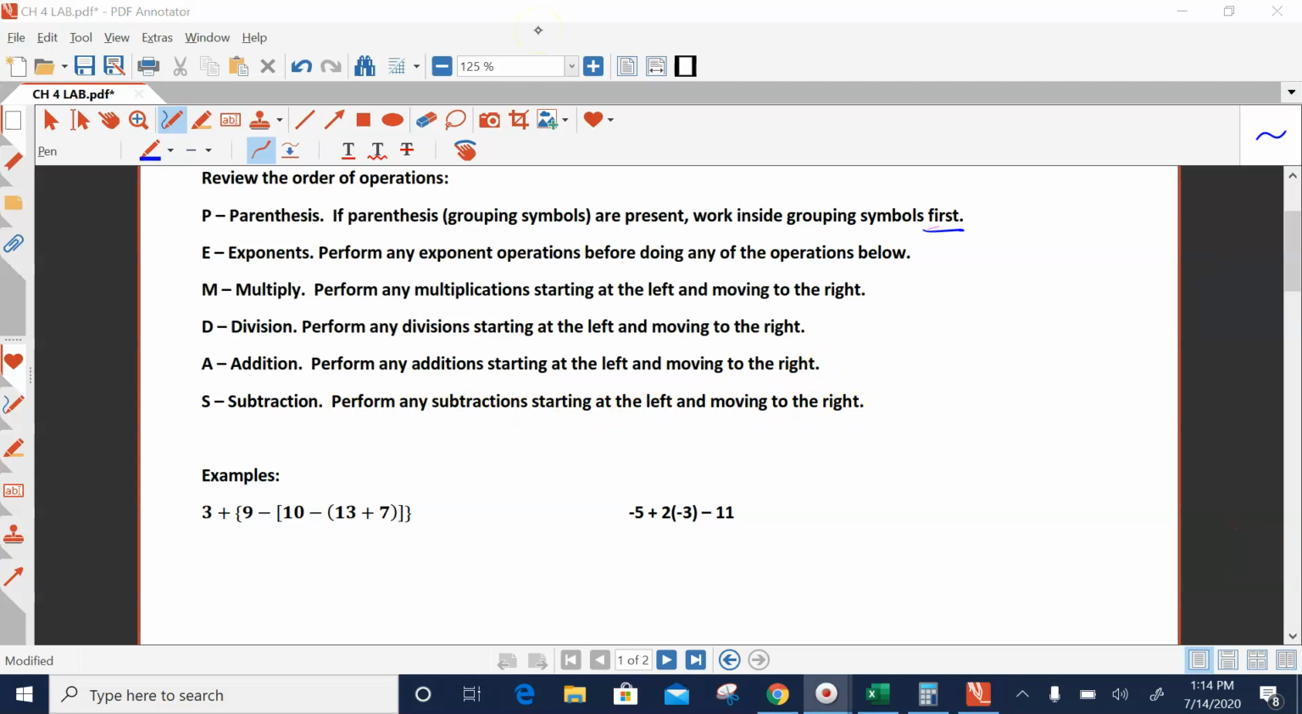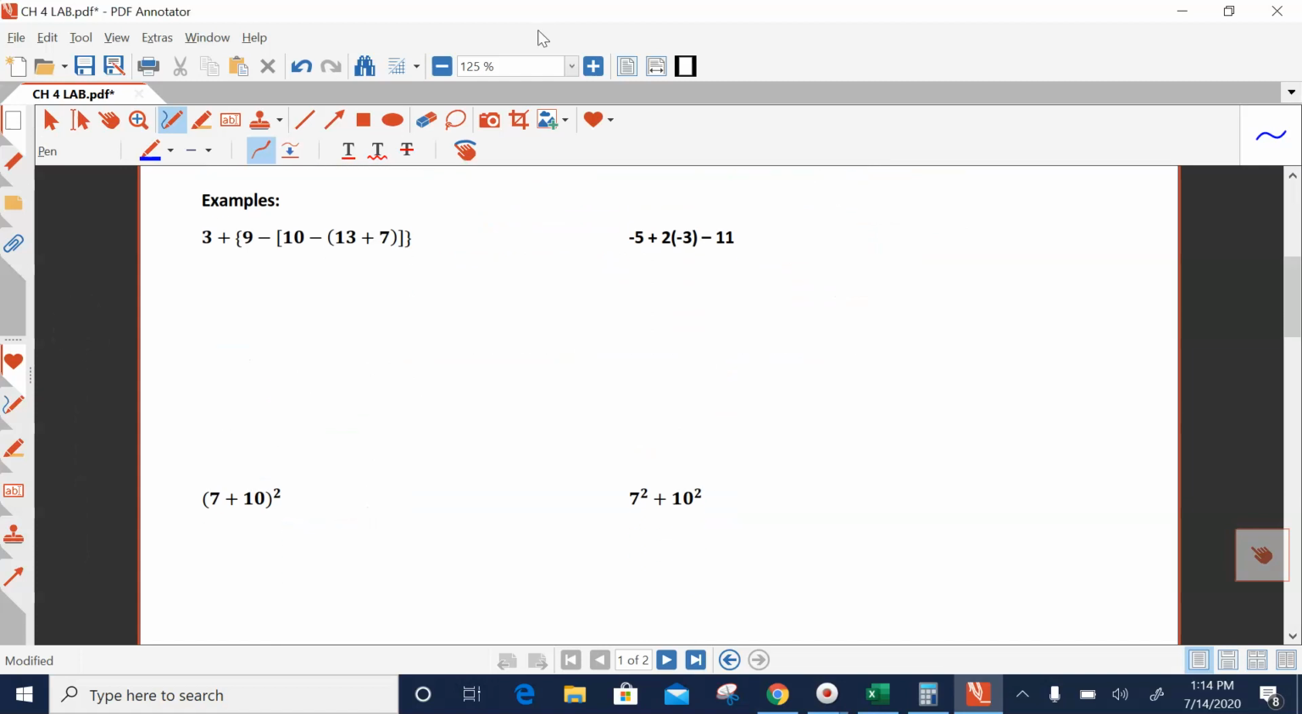So how about we practice the order of operations with the following examples? So let's take a look at this first one. I've got lots of sets of grouping symbols. It's 3 plus a little brace, and then 9 minus, then a bracket with a 10 minus an open parenthesis with a 13 plus a 7, close the parenthesis, close the bracket, close the brace. Lots of grouping symbols, and so we have to work on the innermost set of grouping symbols first.